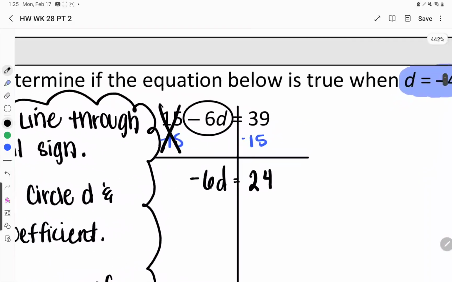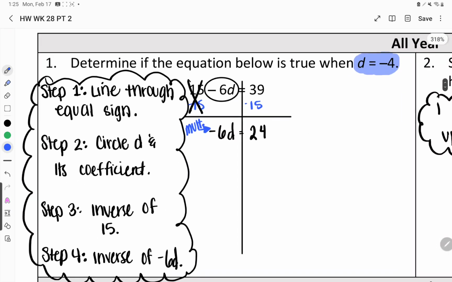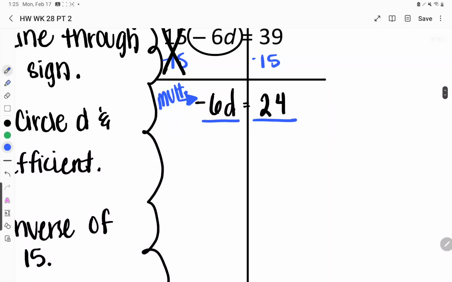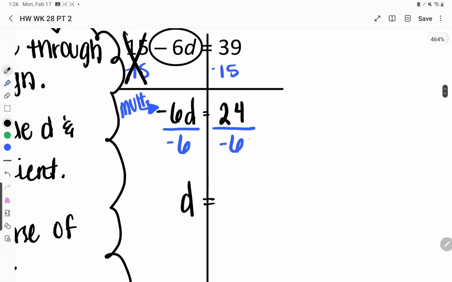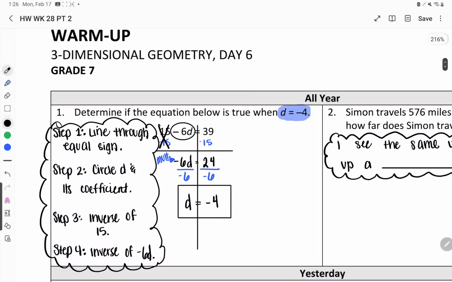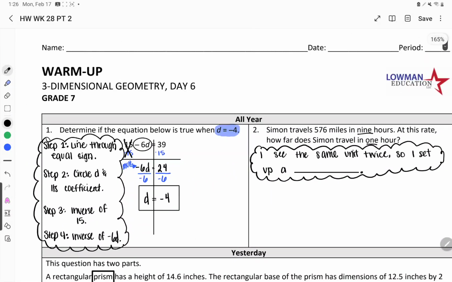2. Okay, then after that, I'm just trying to get rid of the negative 6 attached onto d. So what operation is happening here? Multiplication. How do you get rid of multiplication? Division. So what do we divide both sides by? Negative 6. And that gives us, well, we have a positive divided by a negative. And what's a positive divided by a negative? A negative. And then what's 24 divided by 6? 4. So, is this statement true when d equals negative 4? Yes, it is. And that's how you figure that out.